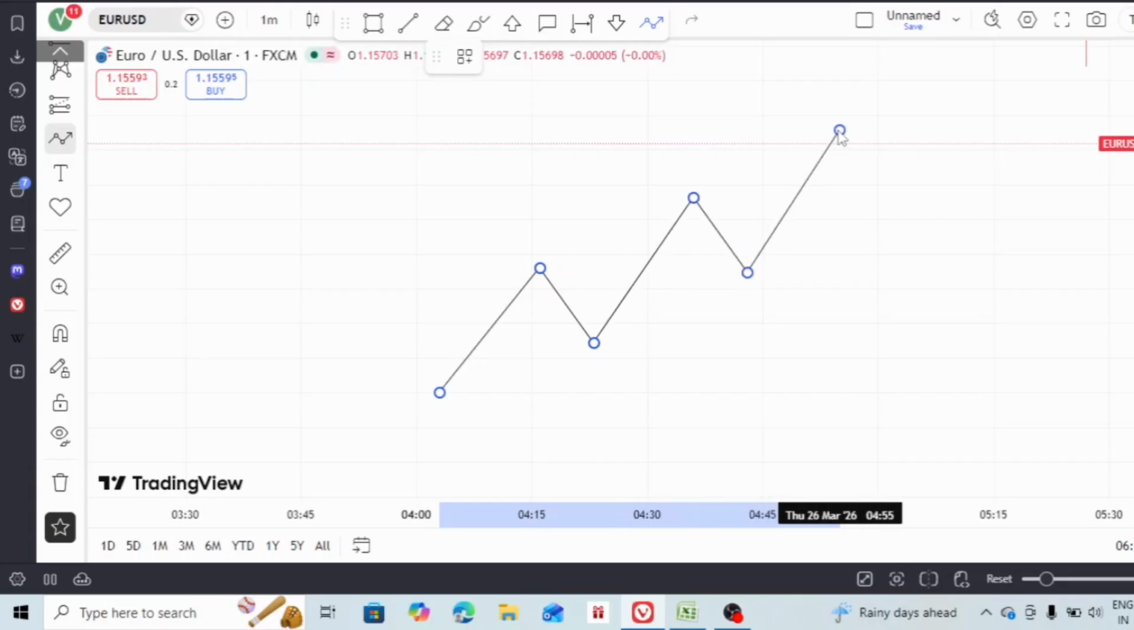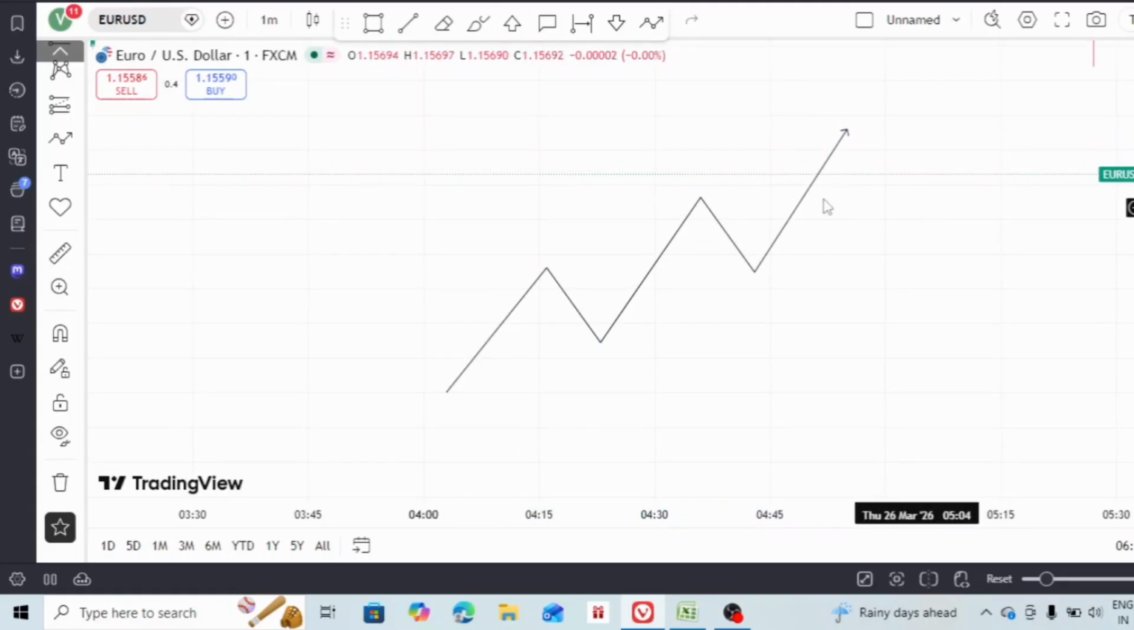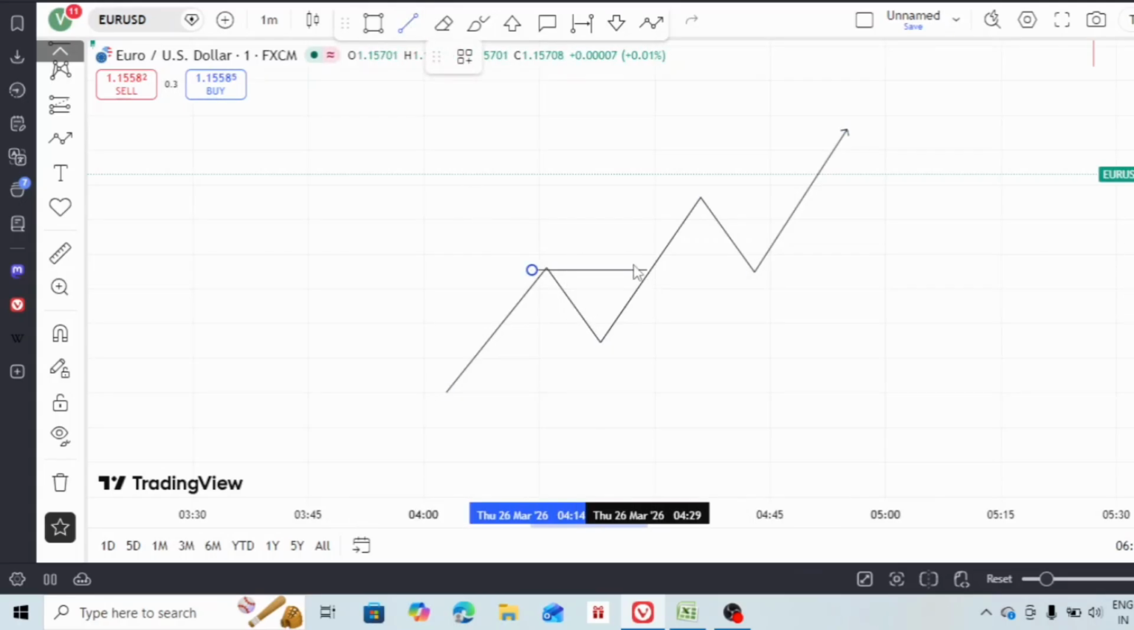Is it heading up, or is it going down, or is it in a ranging market or a choppy market? So it's about the market structure. We will first look at what an uptrend looks like. An uptrend means that the price is going up over time. Here, this is the highest point, so it breaks this high and then it also breaks this high. So this is an uptrend.